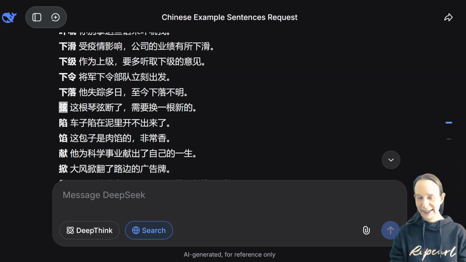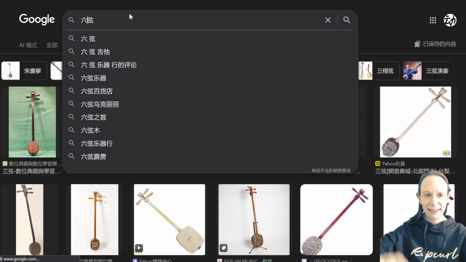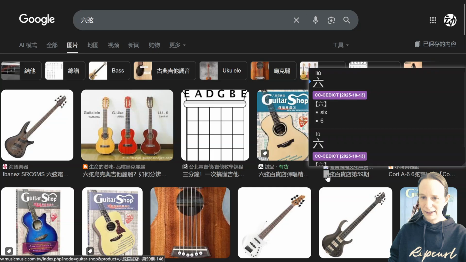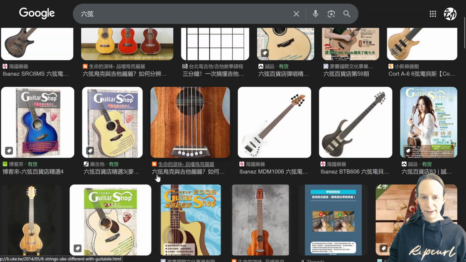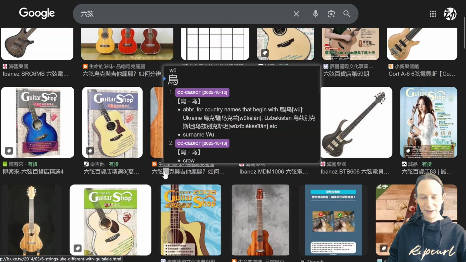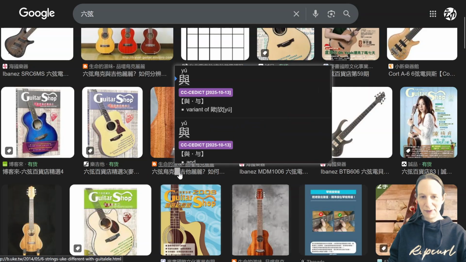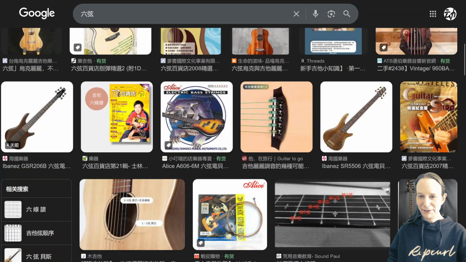It is a string in the sense of a string on a bow or string on a guitar. So sometimes there's liu xian, right? On a guitar. Do you call them liu xian by itself? No, maybe not. 六贤乌 black 乌克, I don't know, maybe it's a band.